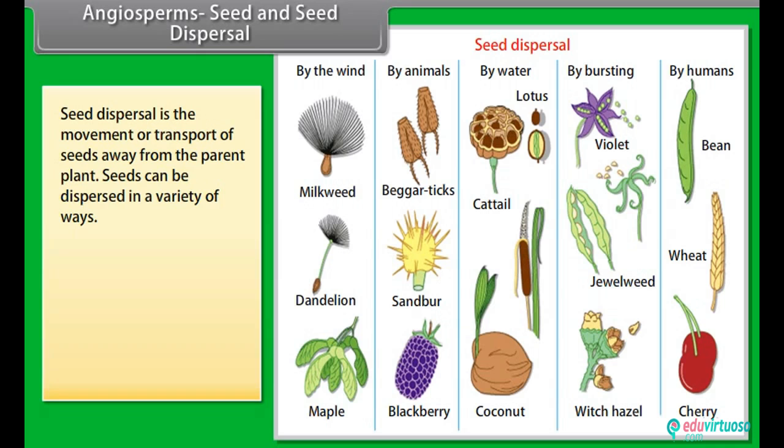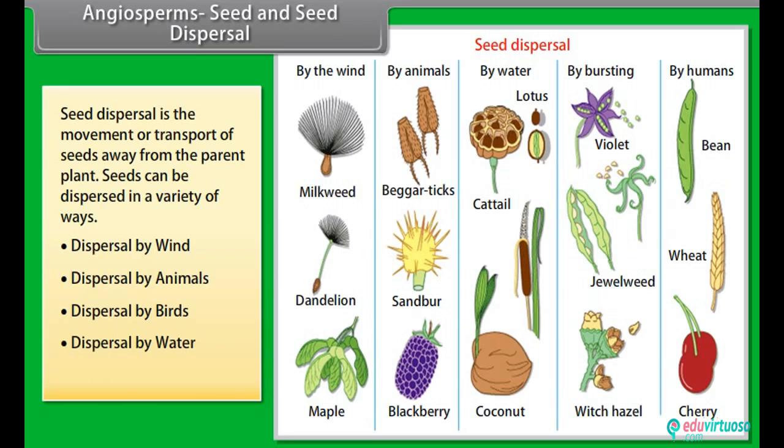Seed dispersal is the movement or transport of seeds away from the parent plant. Seeds can be dispersed in a variety of ways: dispersal by wind, dispersal by animals, dispersal by birds, dispersal by water, dispersal by man.